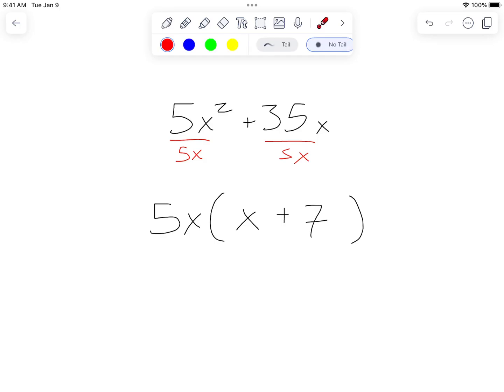Now if I want to check my work, I can distribute this back in. 5x times x is 5x squared. 5x times 7 is 35x.